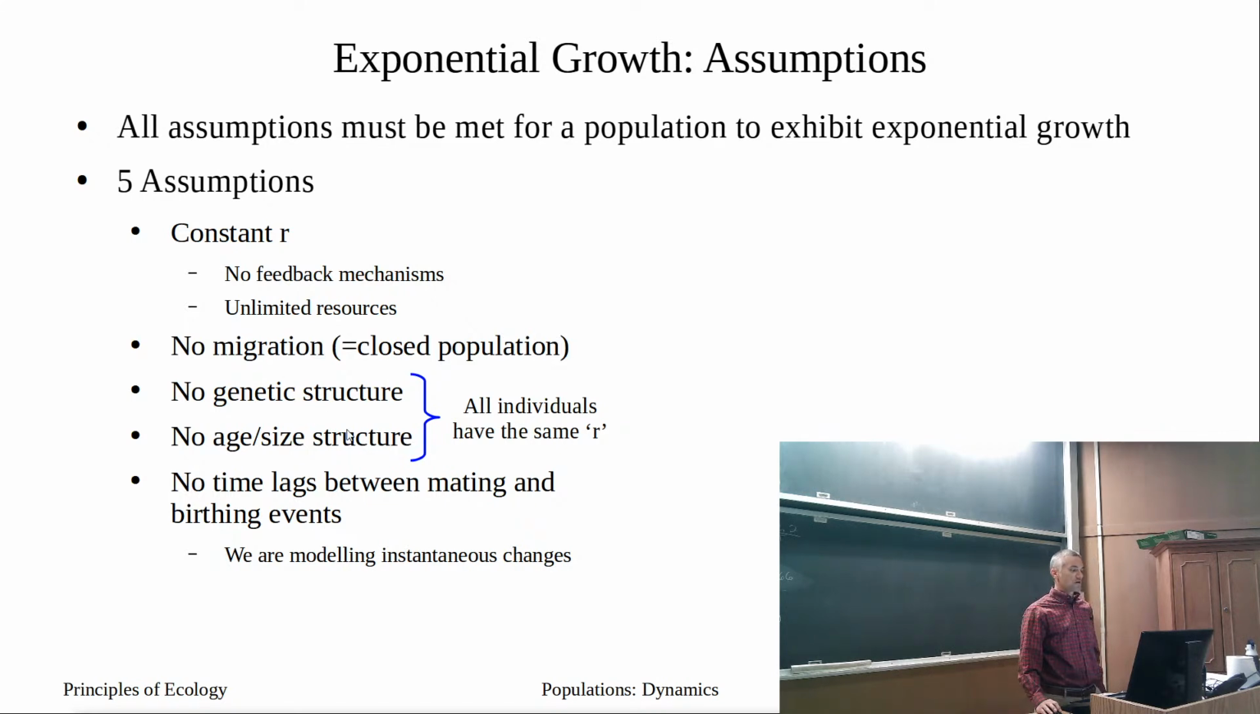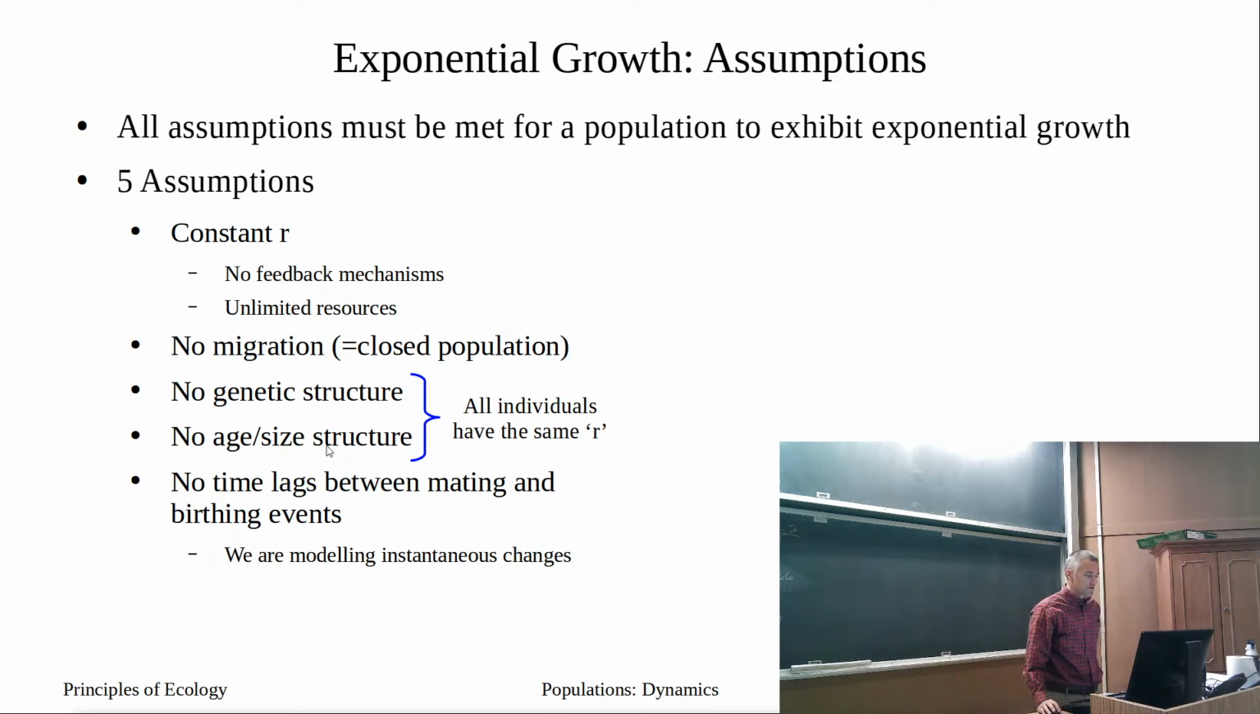So with the genetic structure and the age and size structure, we're again making the assumption that all of these individuals have the same R, or at least that the pattern of change in their R is the same. So maybe their birth rate potential increases up to reproductive maturity and then drops off. As long as every individual has the same pattern, we're good.